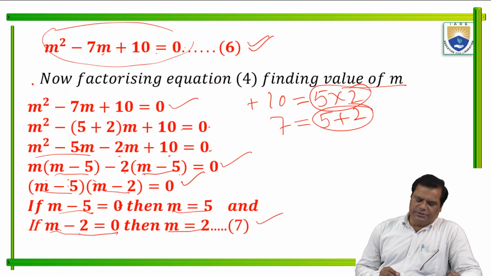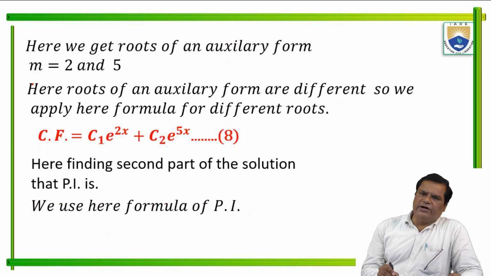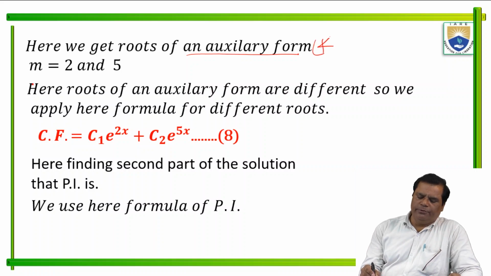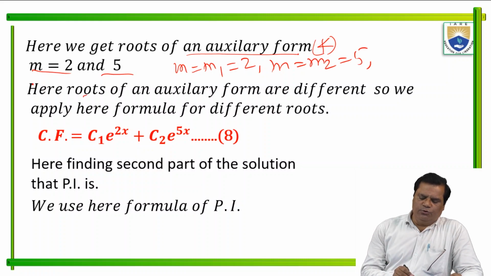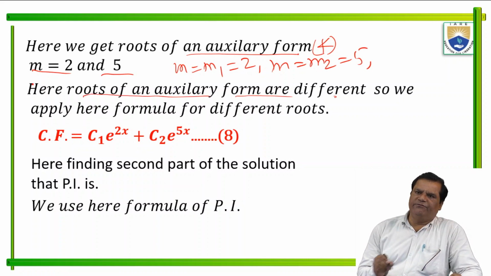So in equation 7 we find the value of m. Here we get the roots of the auxiliary form. For the auxiliary form of 4, m equal to 2 and 5. m1 is 2 and m2 is 5, two roots. So here the roots of the auxiliary form are different, 2 and 5.